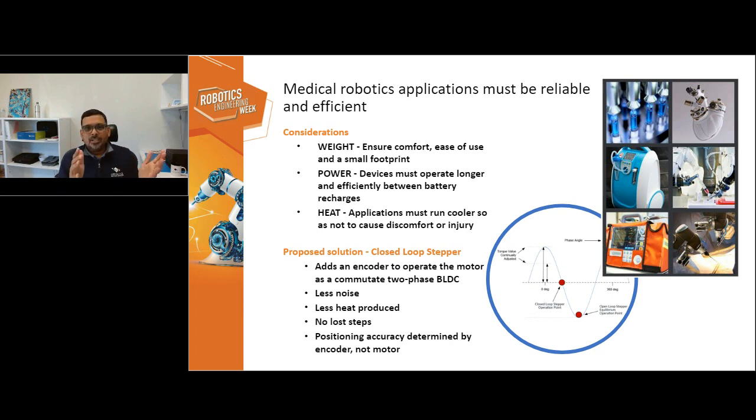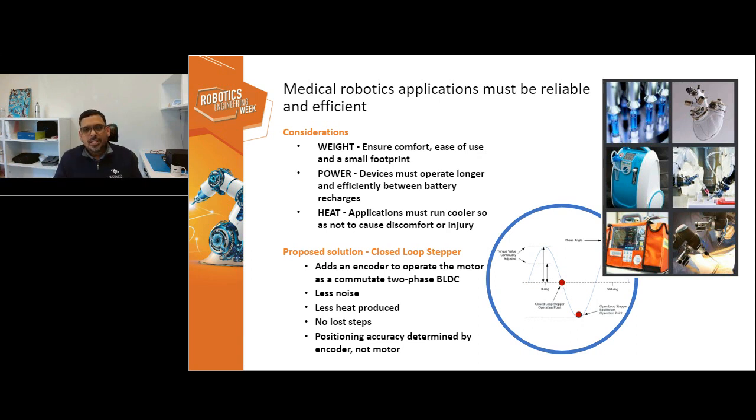Power is always a key, both for the heat generated and for the consumption. If you have to run it on a battery or off some power source that's portable, power becomes a key factor too. And heat is the last one, where you want the whole application to run cooler. It's cooler to the touch for the surgeon, for the operator, and obviously adds to the reliability of the machine.